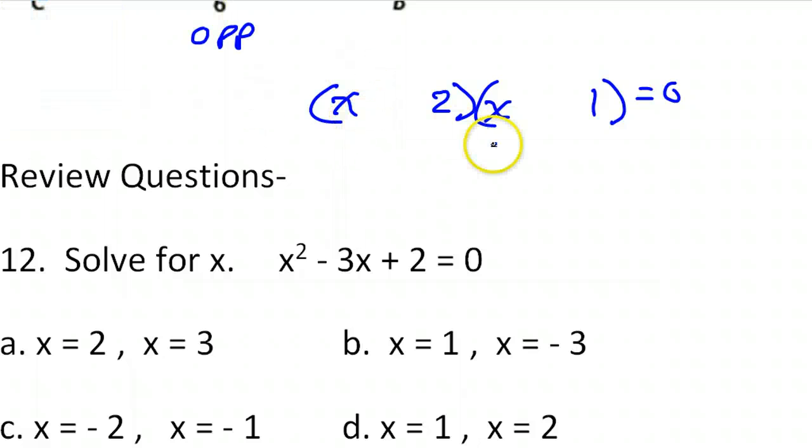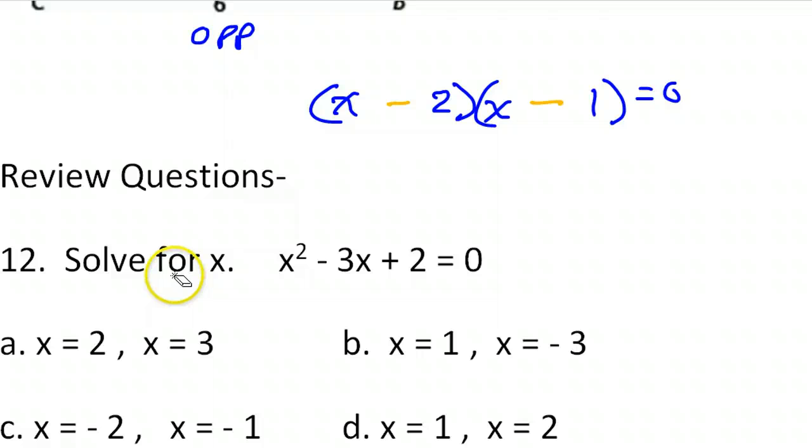So inner we have 2x. Outer we have 1x. We're trying to get a negative 3, so I need a negative 2 and a negative 1 to make negative 3. Now that would make both of these negative. Is that going to give me the positive 2 that I need? Yes, because a negative times a negative is positive. So there you go, we just factored it correctly.